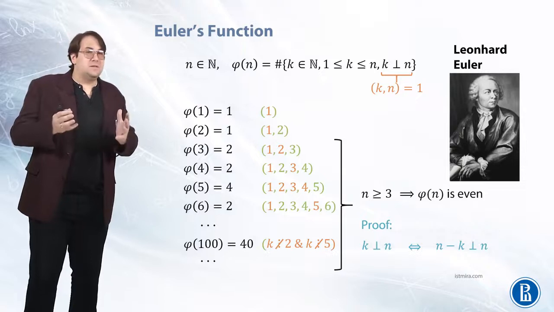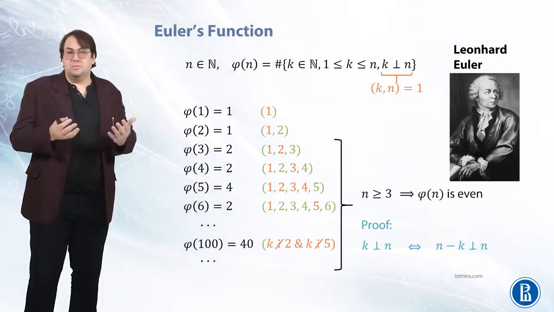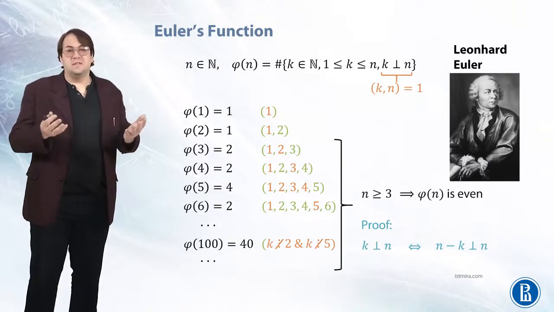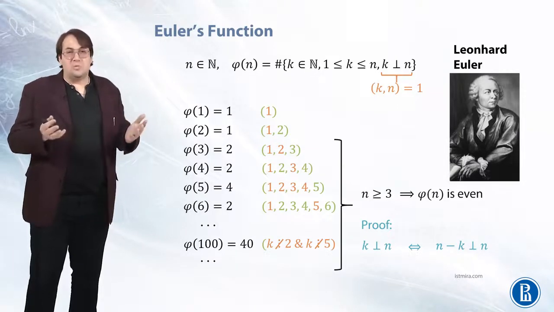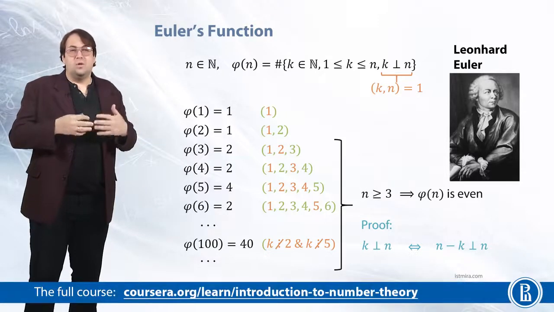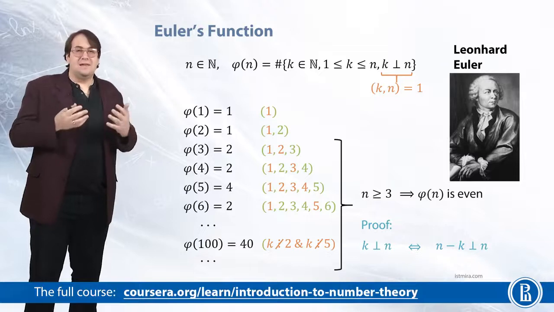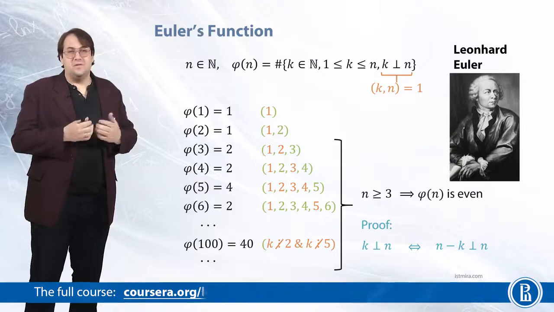Of course, there is a question, what about n divided by 2? Because its pair is itself. Well, obviously n over 2, n divided by 2, is not co-prime with n. So we exclude it, and all numbers co-prime with n form pairs. So indeed, phi of n is even.